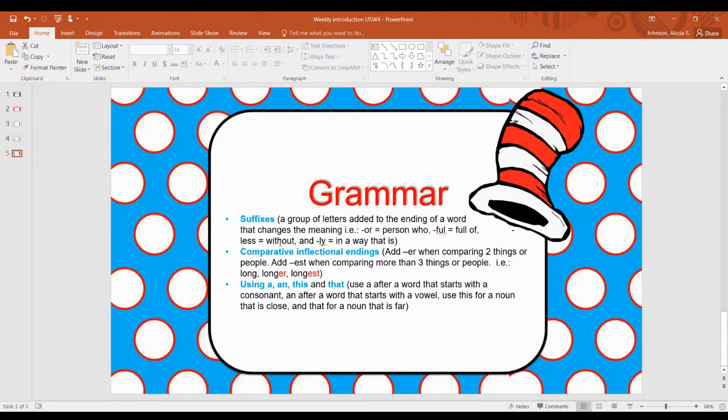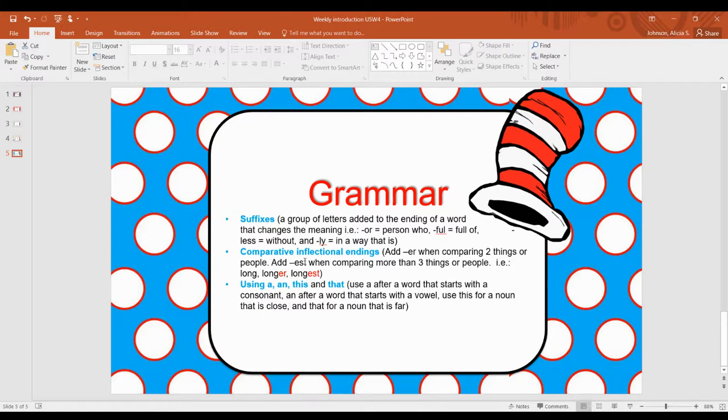Less, which again means without. If we add that to a word, so we have sound. If I put less on the end, I get soundless. And now it means that something is quiet. It makes no sound at all. And last, we have ly. And again, that means that it's in a way that is. So if I said that someone was stomping loudly, it means the way that they were stomping was very loud. They were doing it in a way that was loud, so loudly.